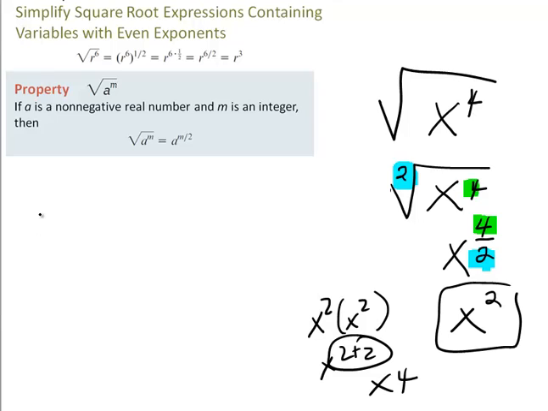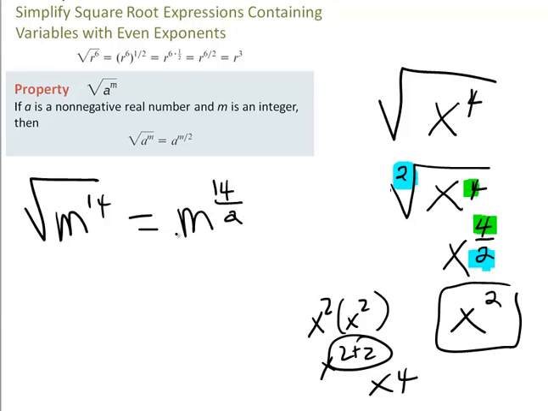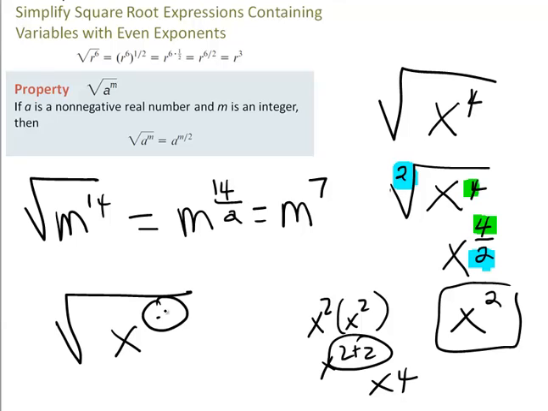So let's take a look at another one of those. I could do the square root of m to the 14th. That's the same as saying m to the 14th divided by 2, which is m to the 7th. Working with a square root and an even exponent is pretty nice because they just basically cancel each other out. So if you have x to the 300th, it's an even number. The square root of that would be x to the 150th.